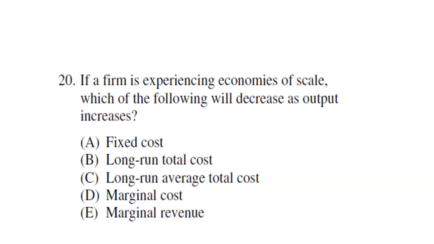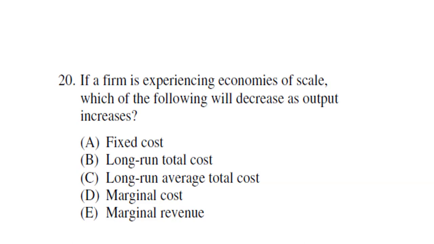Who's got this one? I said C. Yes. All right. Now, B is a good distractor, but it is the long run average total cost. As output increases in the economies of scale, which is here, ATC goes down.